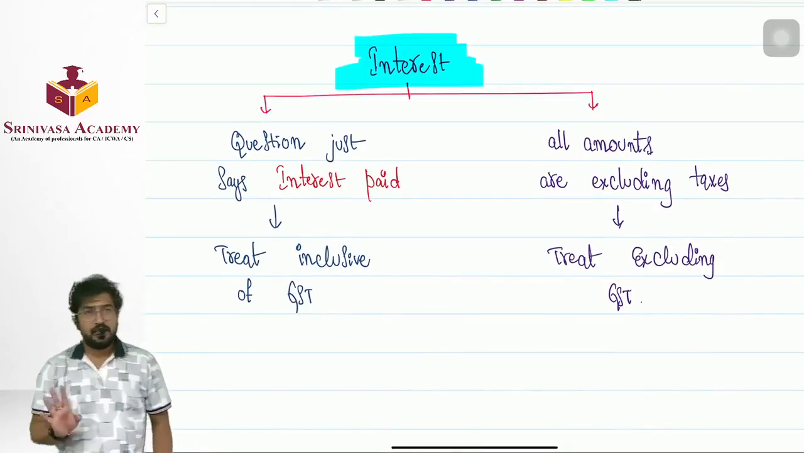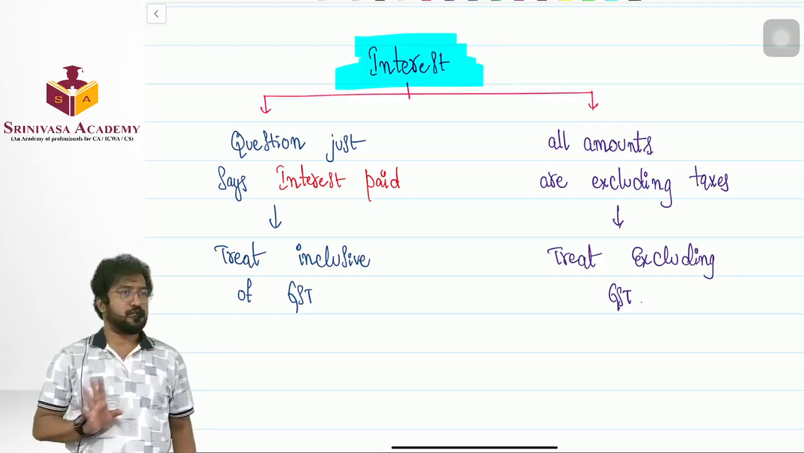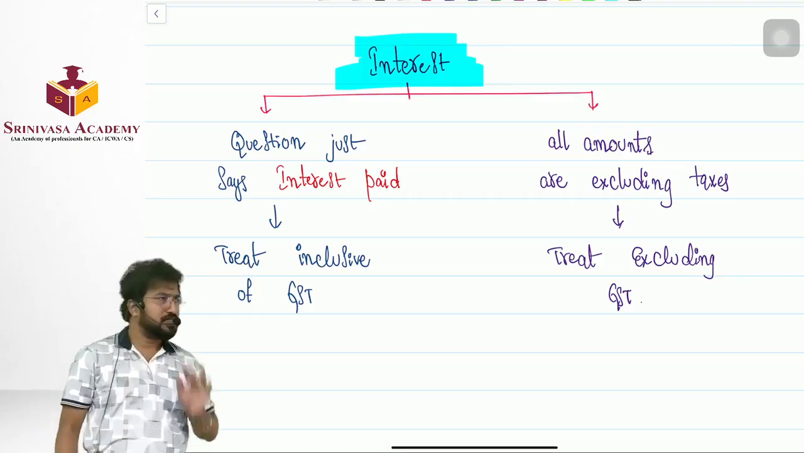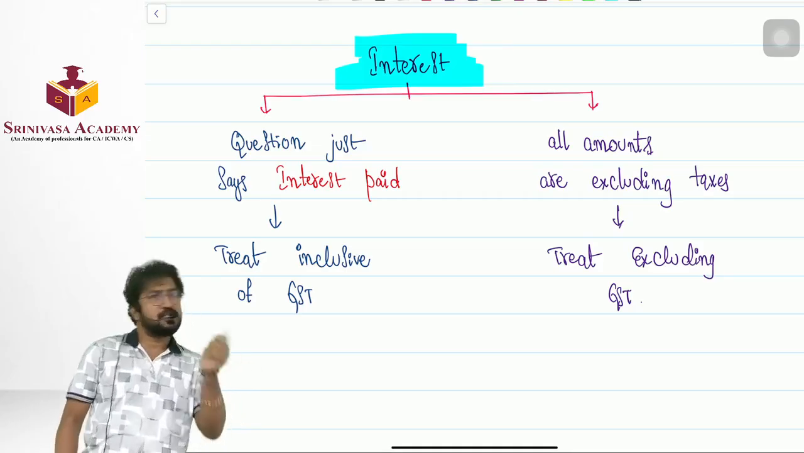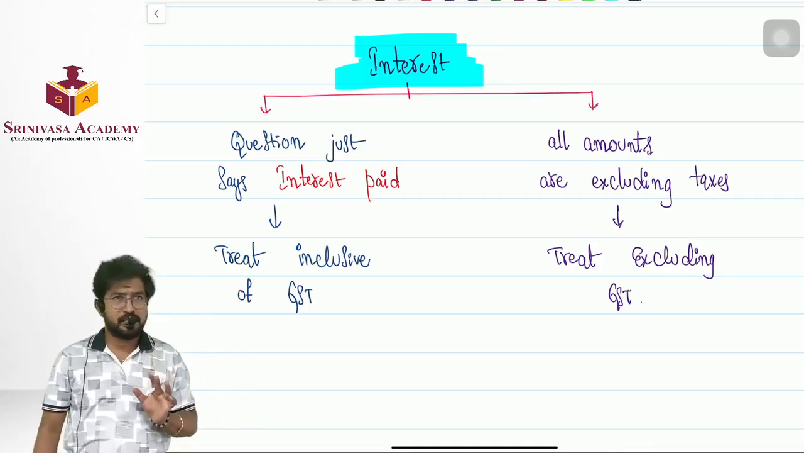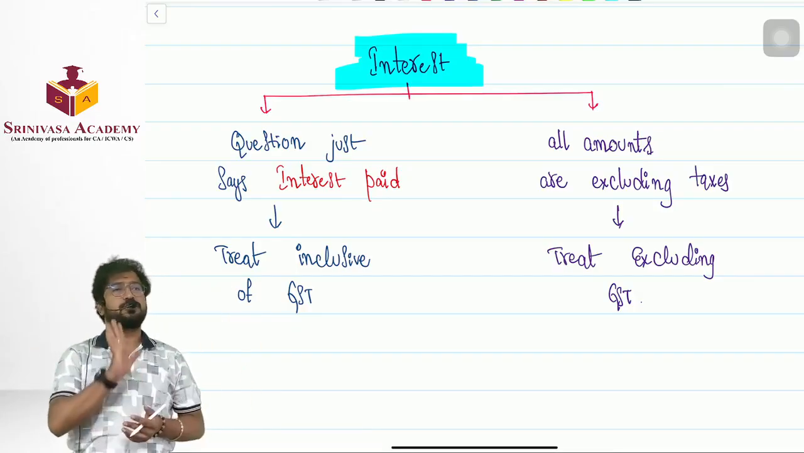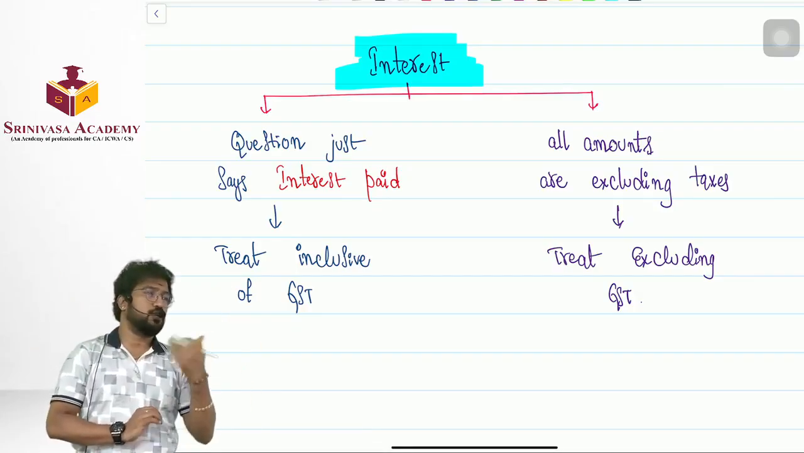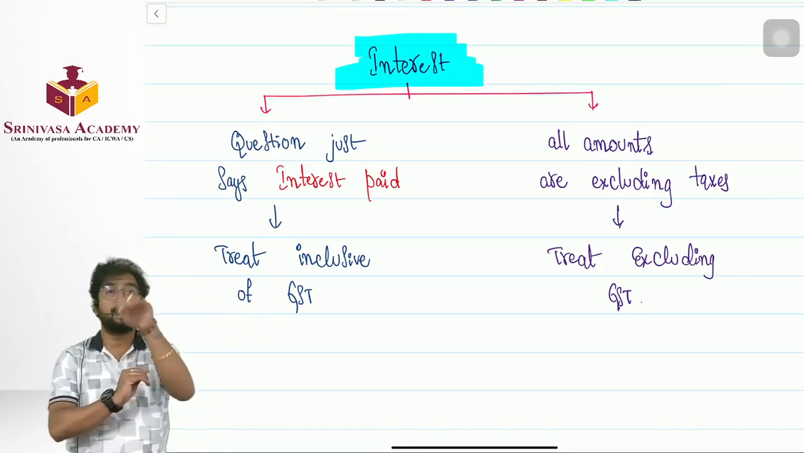Sir, if they say in the question interest paid 10,000, on interest you should pay GST 18% or whatever it is. That means 10,000 plus 18% interest GST you should pay. Correct? But they said interest paid 10,000. That means you paid only 10,000. Then what about extra GST? You should assume that it is already included in that.